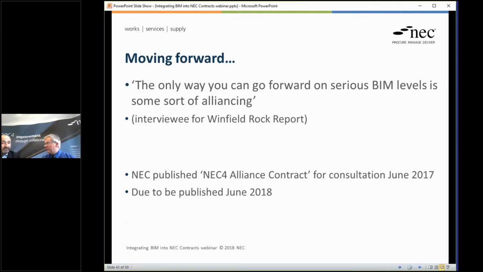Okay, well, I think we've done most of the detail then. Hopefully we've covered it with some use. Moving forward though, and this was a quote I took straight out of the Winfield Rock report, somebody giving their views said, the only way we're going to go forward with BIM is some sort of alliancing. Well, that's good, because it's coming in June, funnily enough, and you've been heavily involved in drafting it, absolutely.